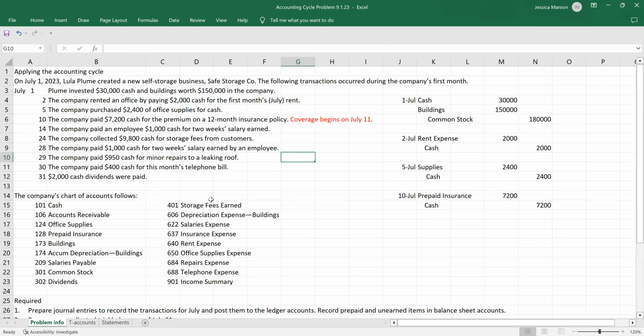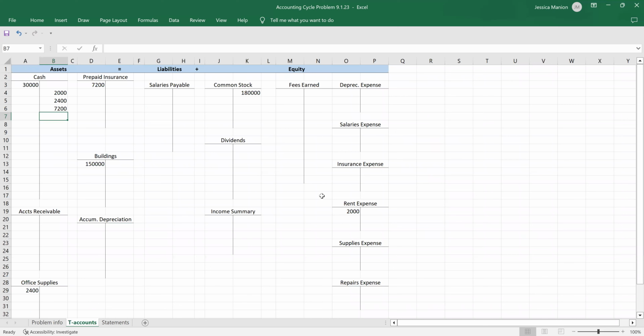All right. What's our next one here? July the 14th. This one says the company paid an employee $1,000 cash for 2 weeks salary earned. Okay, so this is a debit to salary expense, $1,000. Credit to cash, $1,000. Oops, we need one more zero there. Okay, and we're going to click post. We're going to update our T account. So we've got debit salary expense for $1,000, credit cash for $1,000.